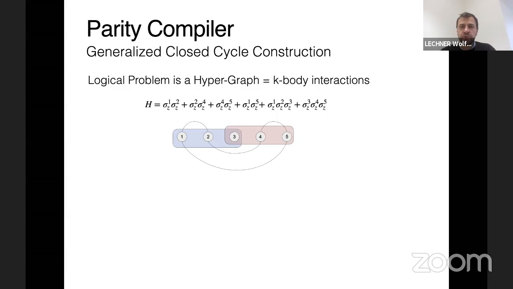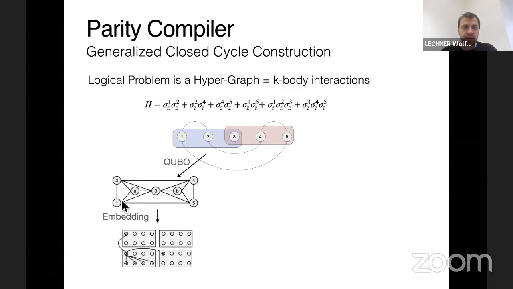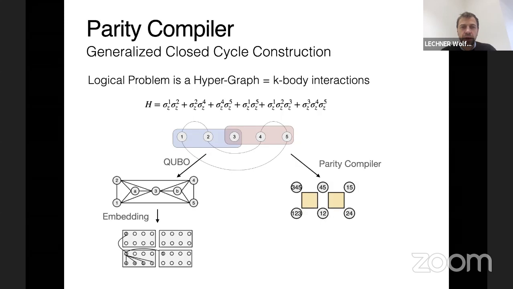And if I look now specifically at this example that I've shown before, I can compare this now to a Kubo construction. If I would decompose this into a Kubo construction, then in the first step, I would have to decompose the 3-body terms into 2-body terms. So this means I get an overhead, or I get ancillas on the logical level, which is already quite expensive. And then I have to embed this graph into some architecture.